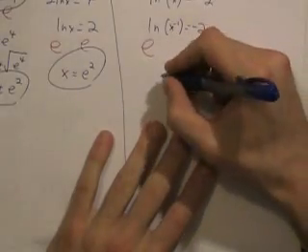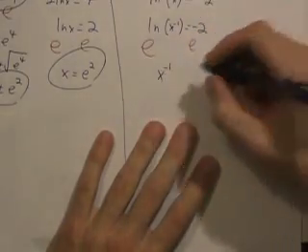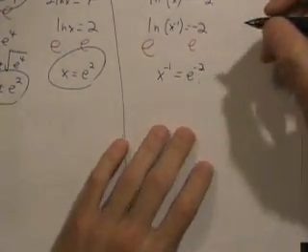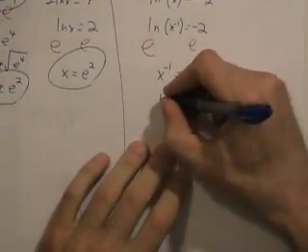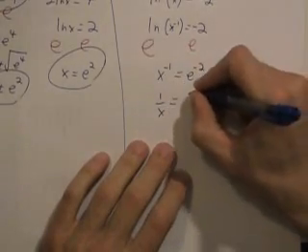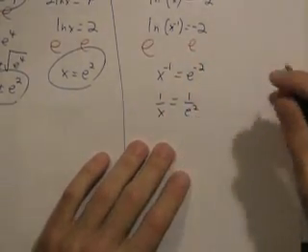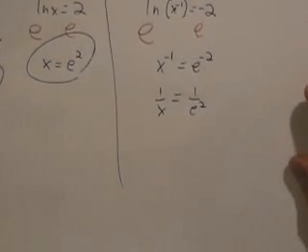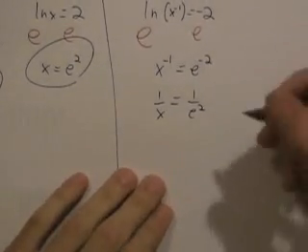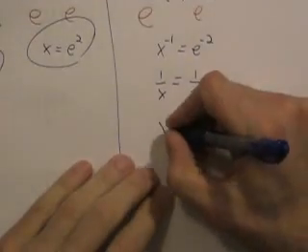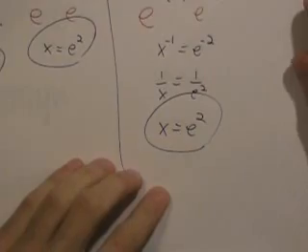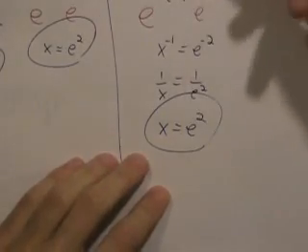So on this side, I'll get x to the -1 equals e to the -2. And this is really like 1 over x equals 1 over e squared, with the properties of exponents going there. And then that's it. You flip both sides, you get x equals e squared. And that's it. You can plug that in and make sure it's right.